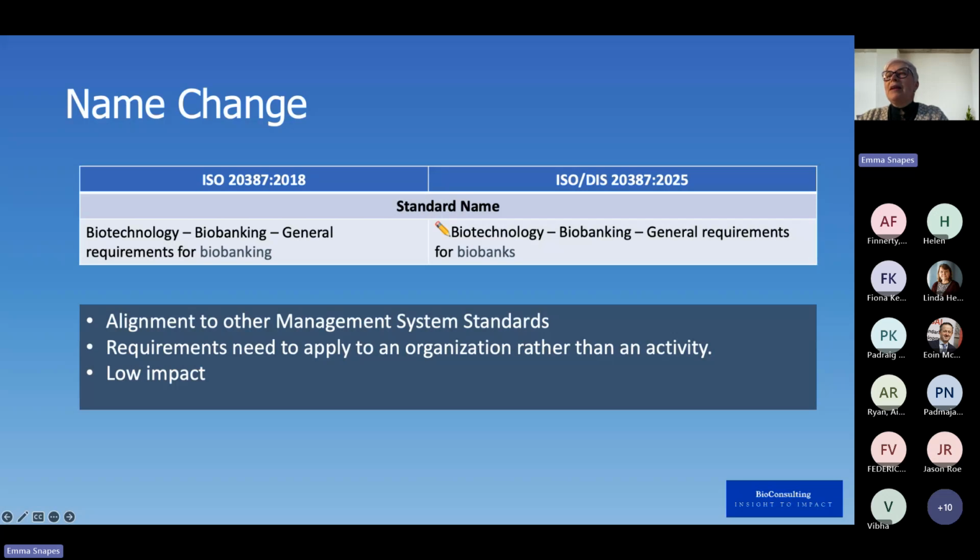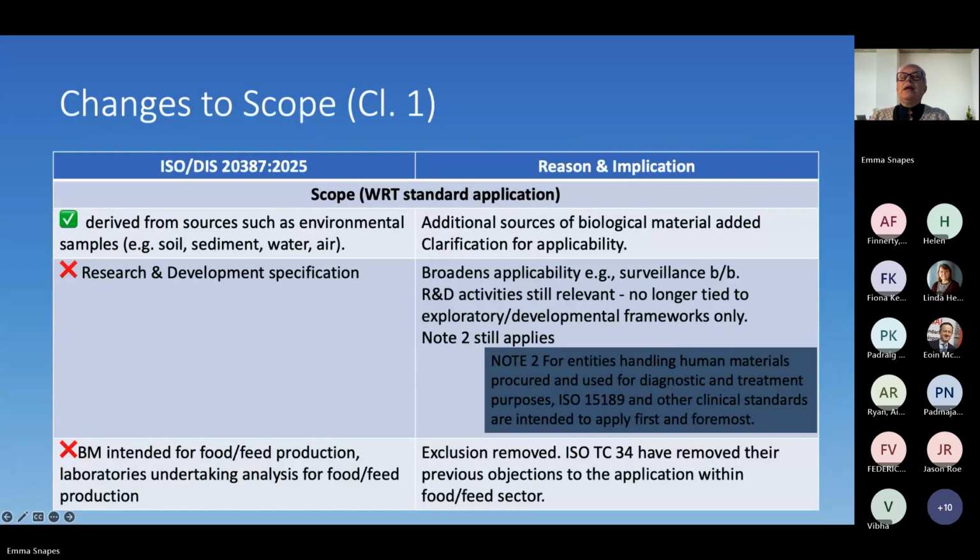So just to reiterate, the name of the document has changed. It is now Biotechnology, Biobanking, General Requirements for Biobanks. That is to bring it into alignment with other management system standards, because requirements need to apply to an organization, so that's biobanks, rather than an activity, biobanking. This is really going to have low impact on people, but it's worth noting.